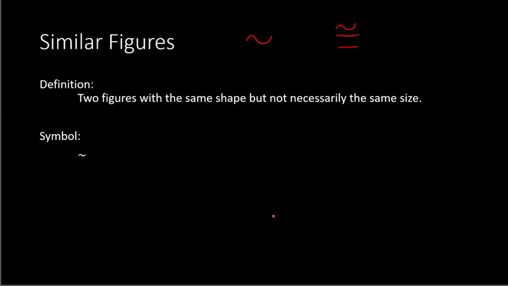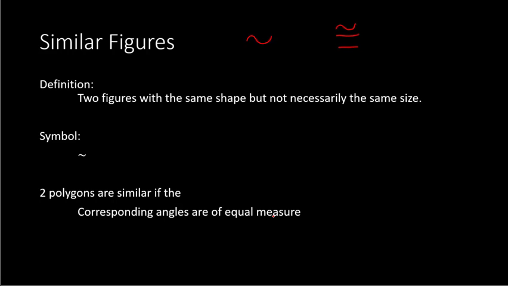And we would say that two polygons are similar if the corresponding angles are the same and the corresponding sides are not equal but proportional. They're in equal ratios.